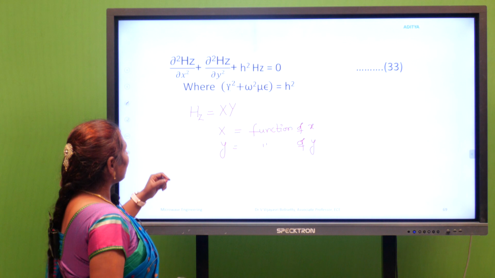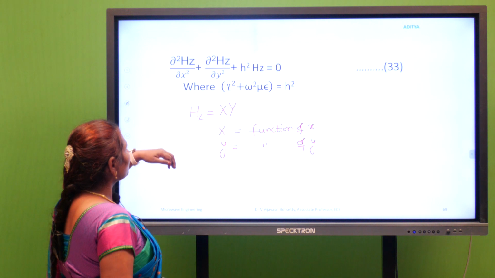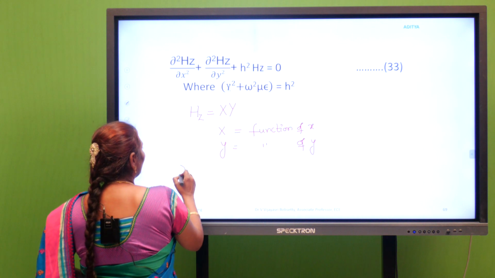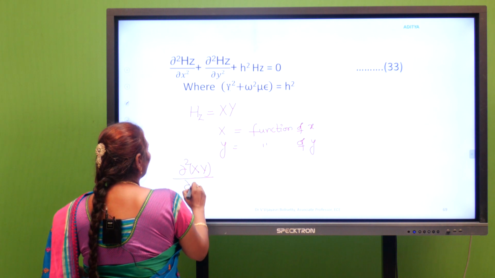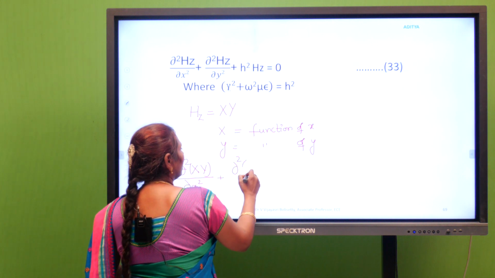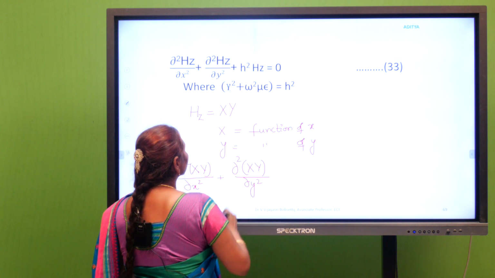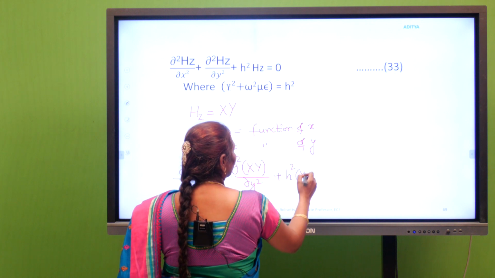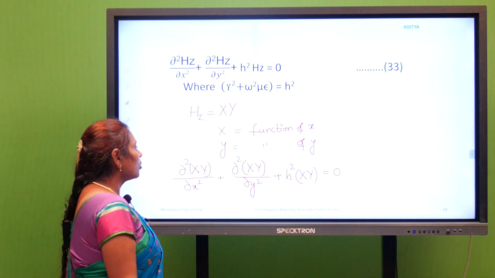So, Hz is a pure function of x and y. If we take Hz equal to XY and substitute this XY in equation 33, we get the equation ∂²XY/∂x² + ∂²XY/∂y² + h²XY = 0.